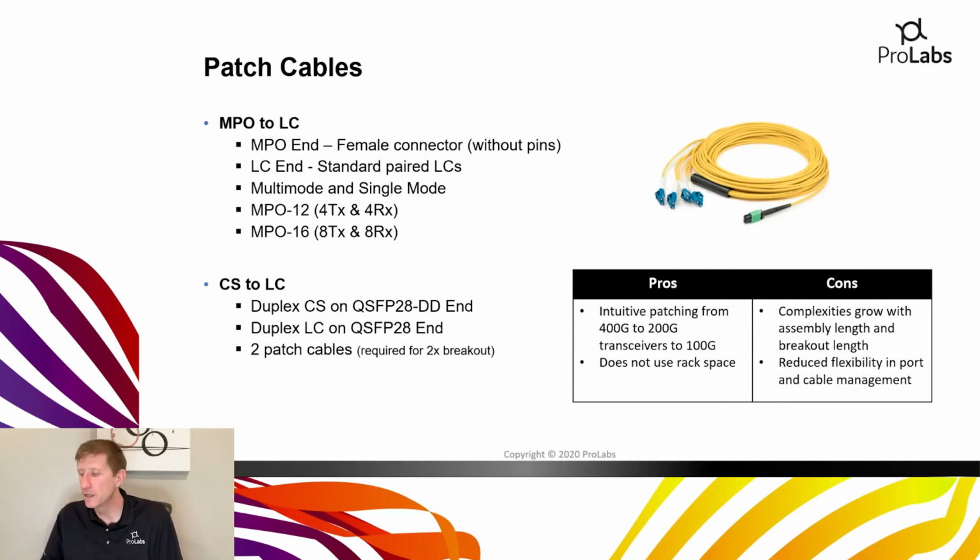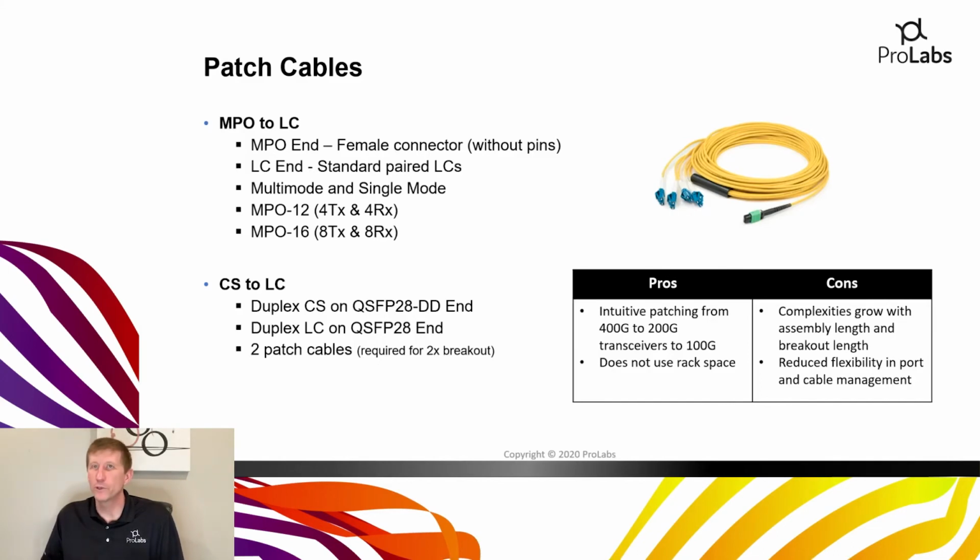Now, if you're doing the 2x100 gig transceiver, you'll need a simple patch cable, duplex CS to duplex LC. Pretty straightforward, 2 patch cables per transceiver. So some of the pros here: it's pretty intuitive to patch from network element to network element. Pretty straightforward, even if you have a patch panel in between.